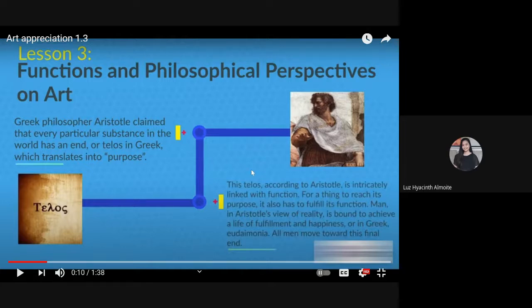For example, a table. What makes a table is the fact that it performs its function and thereby reaches its telos. The same goes for a human being. What makes a human being a human being is his capacity for thinking. That is our supposed function, our capacity for thinking.